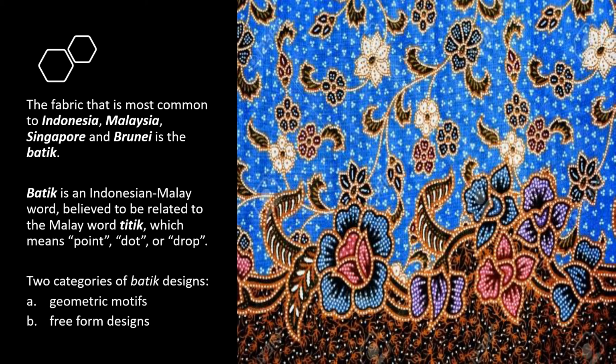There are two categories of batik designs, geometric motifs and preformed designs. Modern batik designs depend on the creativity of their designers. Naturalistic motifs like leaves, flowers, and birds have been utilized to create elaborate and intricate designs.